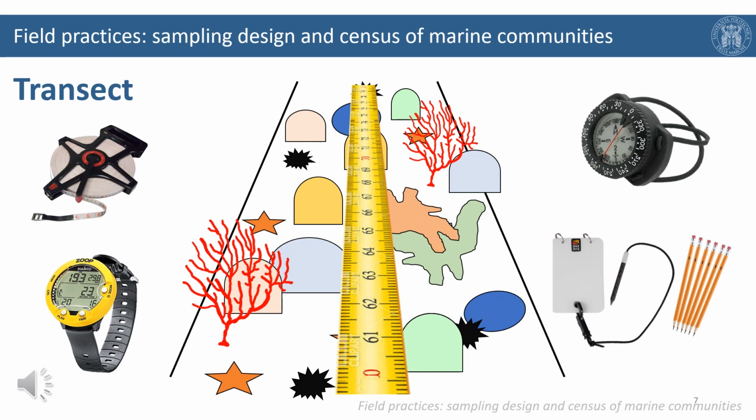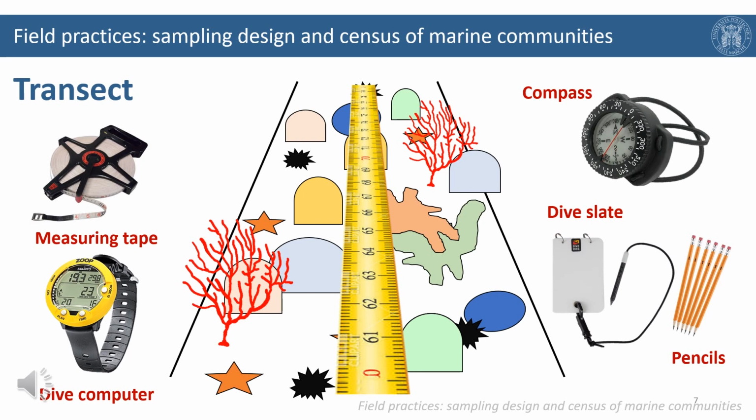To carry out a transect you would need: 1. A measuring tape, or rope, or a chain of a fixed length. 2. A dive computer to read depth, temperature, and non-decompression limits. 3. A compass to stretch the line along the same direction. 4. A dive slate and pencils to record bathymetry data and organisms found.